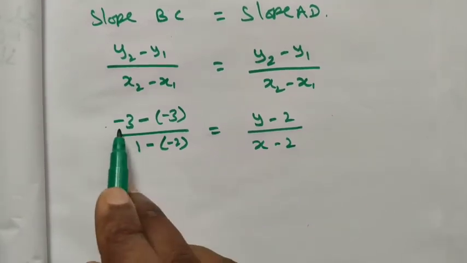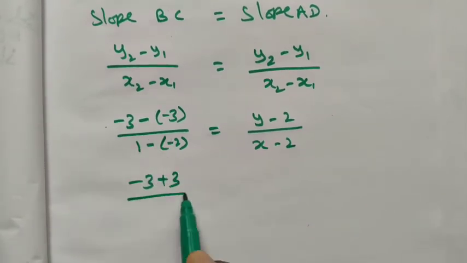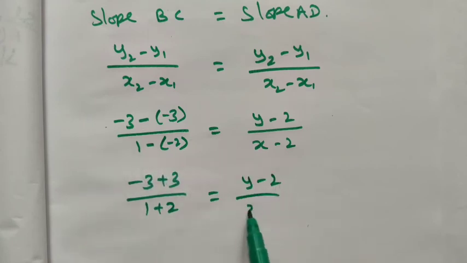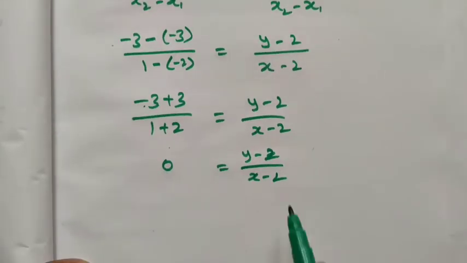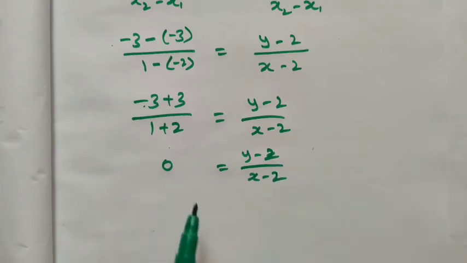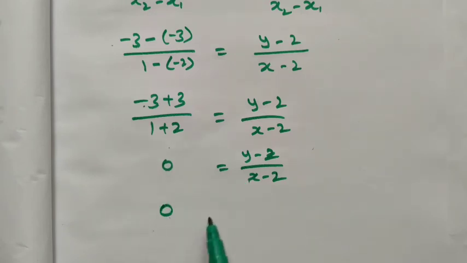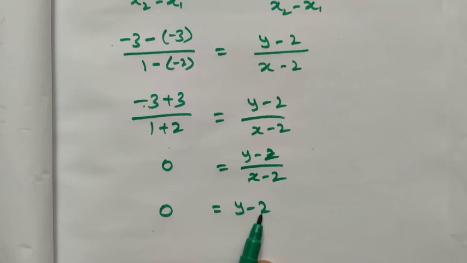Now substitute this: minus 3 minus into minus plus 3, divided by minus 1 plus 2, right? This is equal to y minus 2 divided by x minus 2. See, plus 3 and minus 3 becomes 0. 0 divided by any number is equal to 0, right? Then y minus 2 divided by x minus 2. Now I take this denominator to the other side. If I take this term, you have to multiply, right? The denominator turns to numerator, so it should be 0 into any number, that is 0, equal to y minus 2. Now I take this minus 2 to the other side. We get y is equal to plus 2.